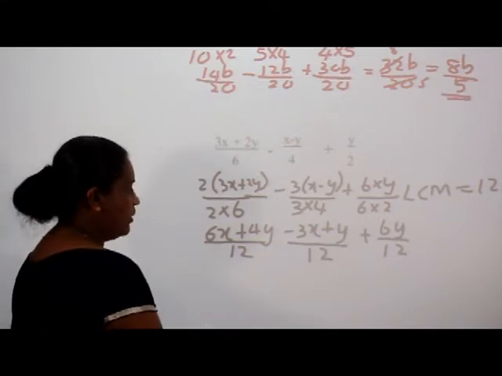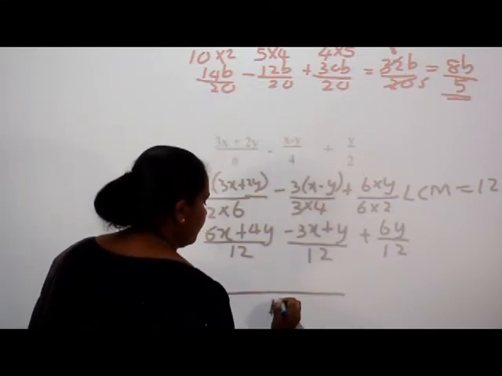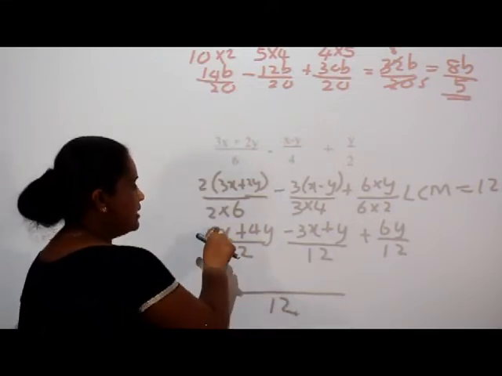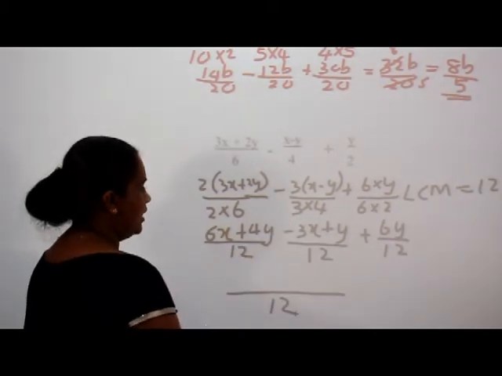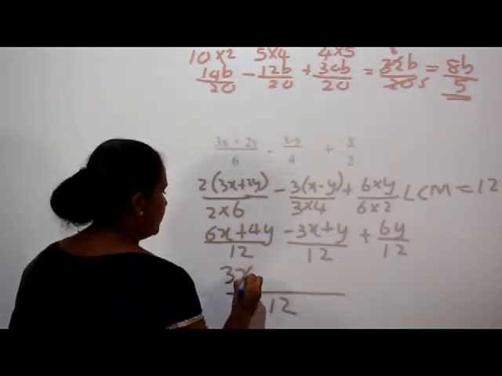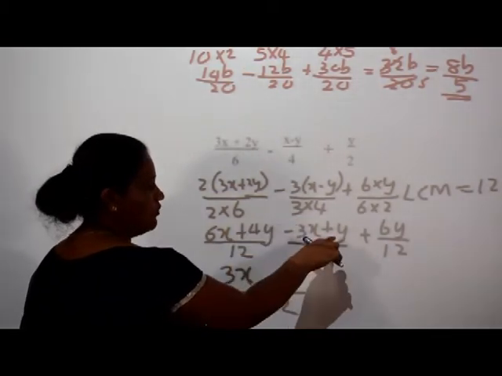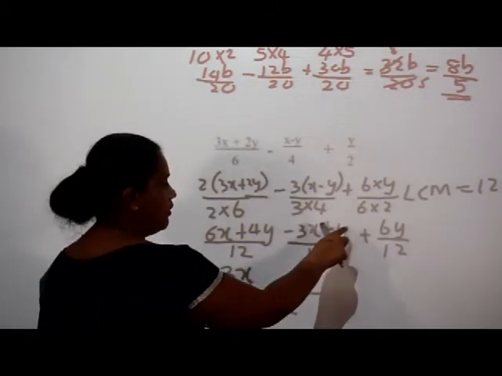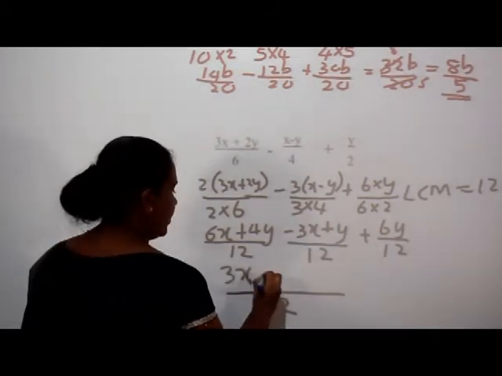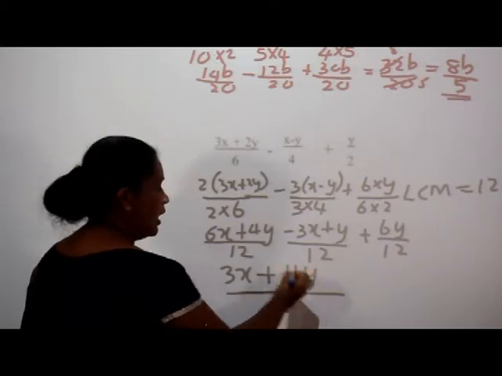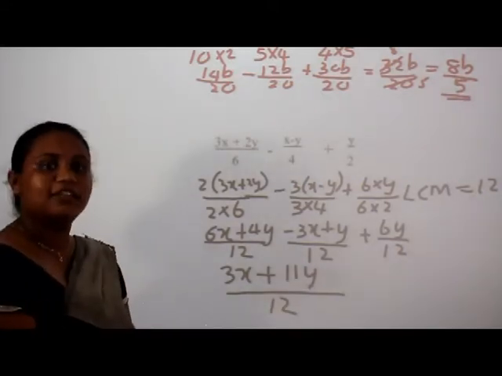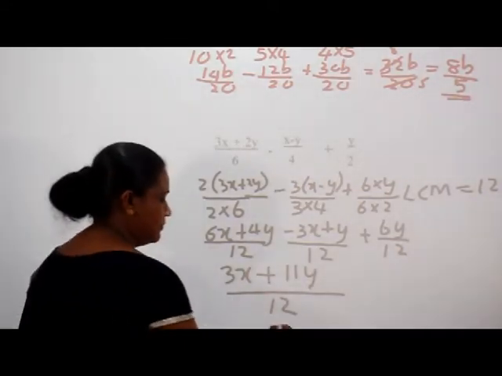Now the denominators are equal. So the common denominator is what? 12. Then 6x minus 3x, 3x. 4y plus y, 5y. 5y plus 6y, 11y. So there are no common factors. The final answer is this.